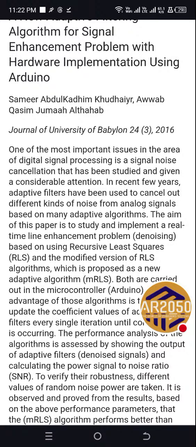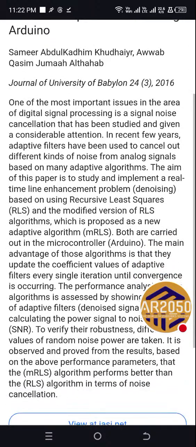So give them a try, because we are talking about digital signal processing today specifically. So that's why I picked only those papers which are relatable to signal processing. In recent years, adaptive filters have been used to cancel out different kinds of noises from analog signals based on many adaptive algorithms. The aim of this paper is to study and implement a real-time line enhancement denoising based on using a recursive least square and the modified version of RLS algorithms, which is proposed as a new adaptive algorithm.